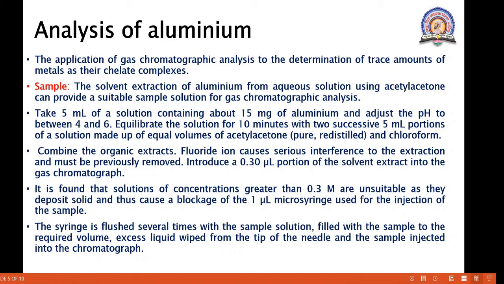The syringe is flushed several times with the sample solution, filled with the sample to the required volume, and excess liquid is wiped from the tip of the needle, and the sample is injected into the chromatograph. Okay, in this way the sample preparation is done. Then after that we see the procedure, how the analysis of aluminium is done.